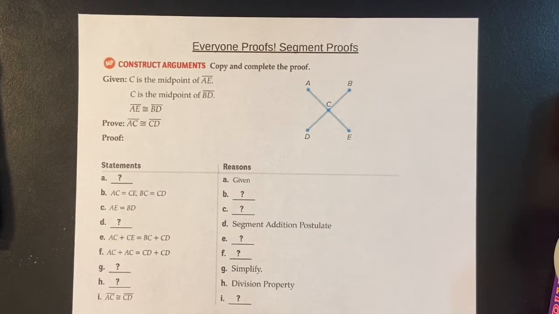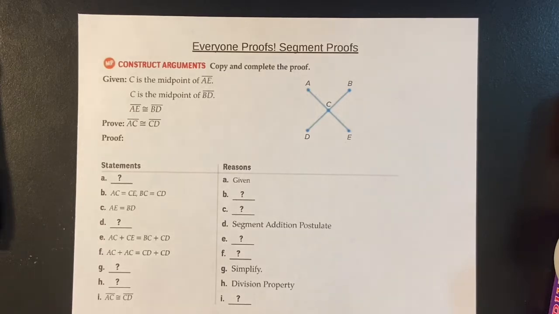Okay, everyone, proofs. Let's talk about segment proofs, shall we? The first segment proof that we're going to do is going to be a fill-in-the-blank two-column proof. Basically, I take a two-column proof that's mostly filled out, and I fill everything else out with just a bunch of property names and stuff like that.